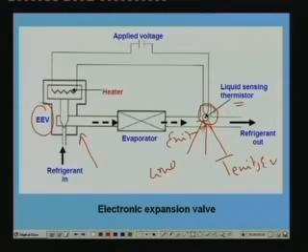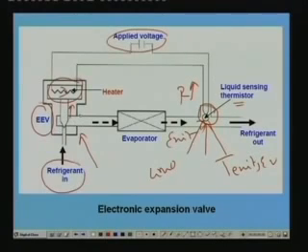When the thermistor temperature is low, its resistance increases, and when you are applying a fixed voltage across the circuit, since this resistance is increasing, the current reduces. And since the heater is in series with the thermistor, the current through this heater reduces. Once the current reduces, the heating output reduces. When the heating output reduces, the needle moves up, and there will be less refrigerant flow through the electronic expansion valve.